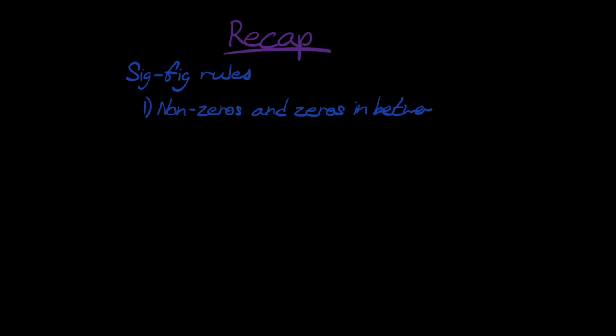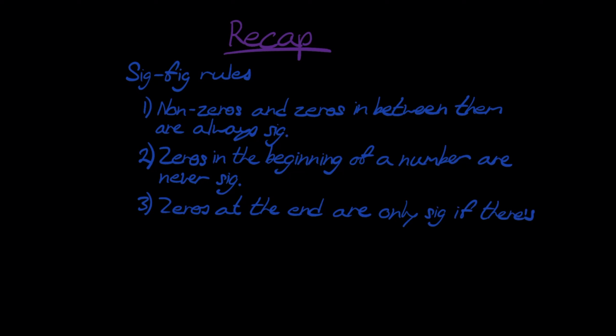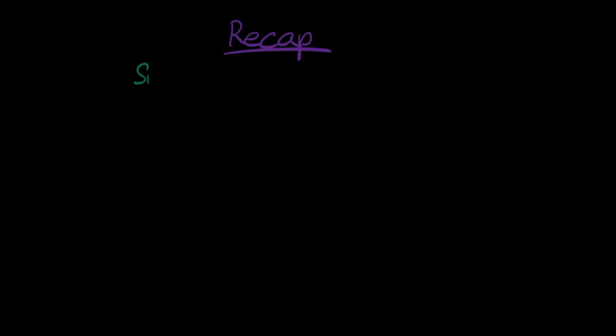Now for a quick recap of everything we covered in today's video. The 3 rules in determining how many sig-figs are in a given number. Rule number 1 is that all non-zero numbers and zeros in between them are always going to be significant. Rule number 2 is that zeros in the beginning of a number are never ever going to be significant. And rule number 3, zeros at the end of a number are only going to be significant if the number contains a decimal. Then, to determine how many sig-figs to place in your answer to an equation, it depends on the type of the equation.